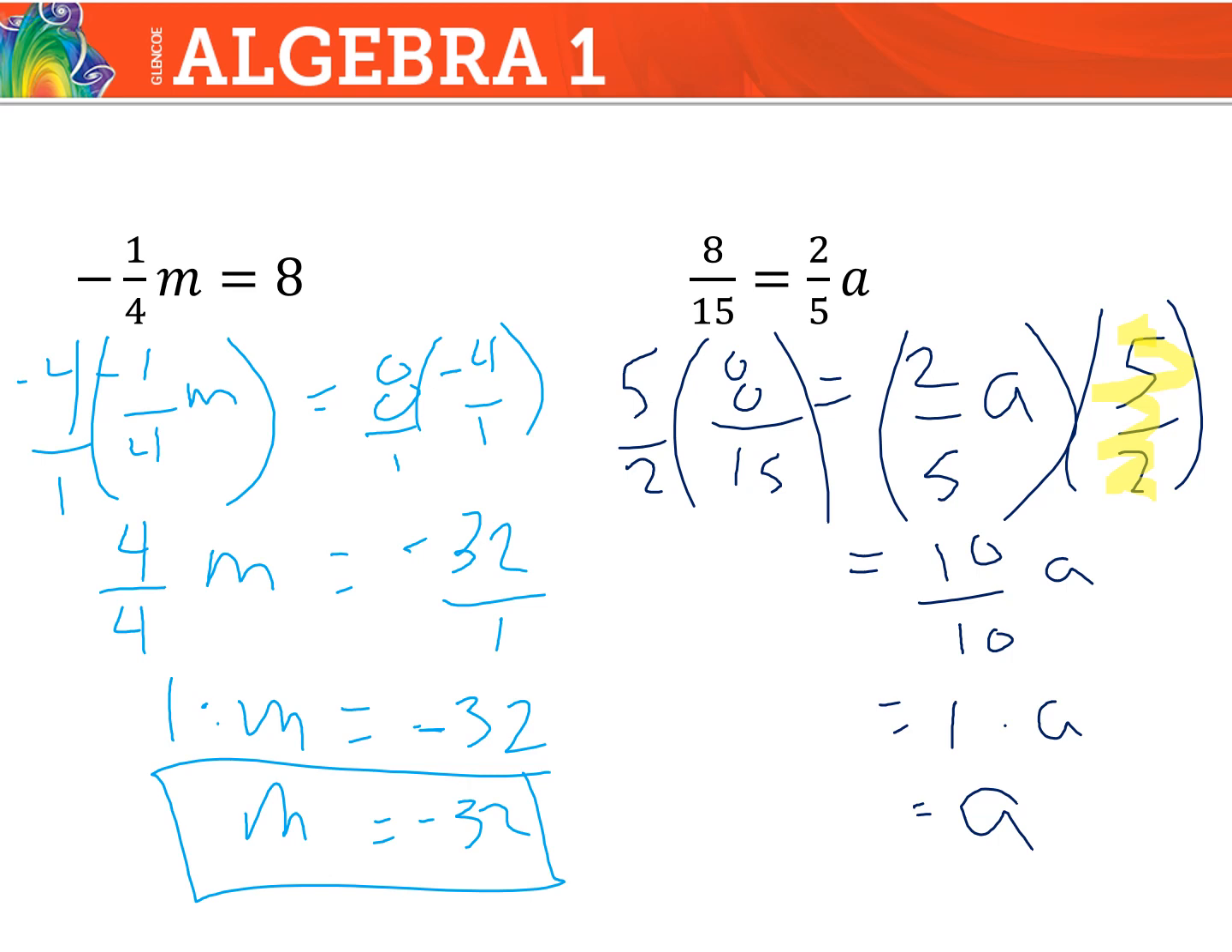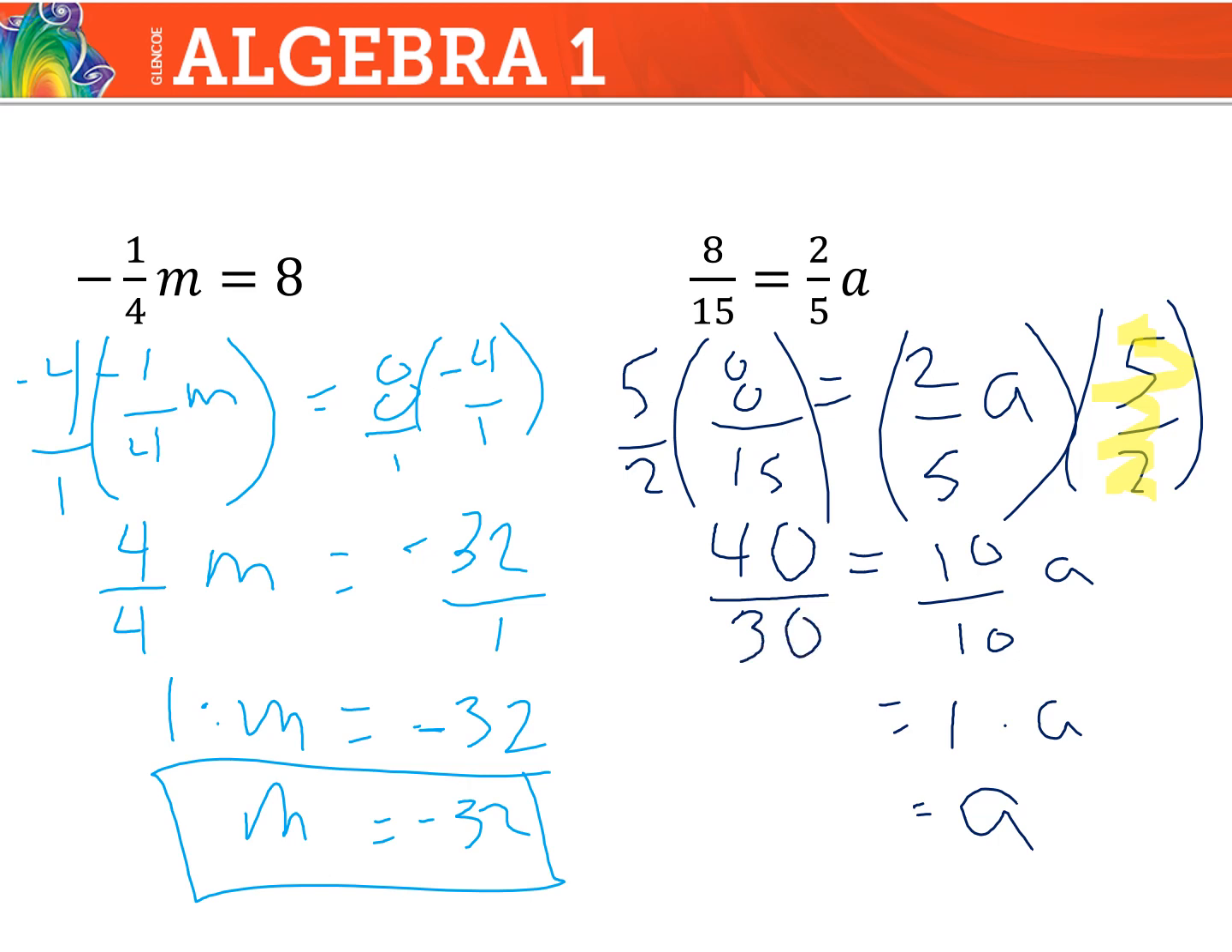Okay, now on the other side, 5 times 8 is 40. That did not look like a 40. Let's try that 0 again. So 5 times 8 is 40. And then 2 times 15 is 30.